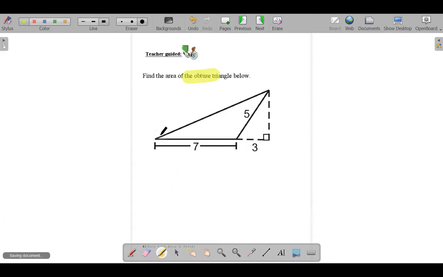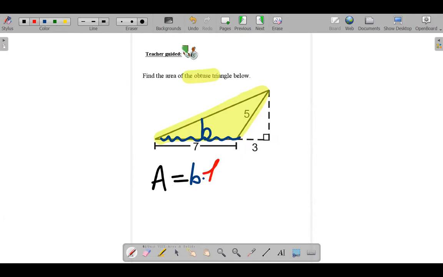It says, find the area of the obtuse triangle. So I'd just like you to shade the obtuse triangle. Wiggle the base. Wiggle the height. Lauren, what are we missing here? We're missing something. We have the base, right? Okay, so let's draw an arrow. We have the base. The base is right there. Ta-da! What are we missing?